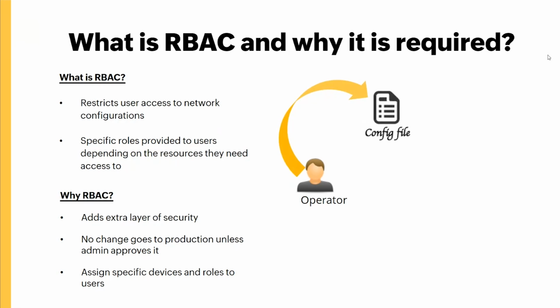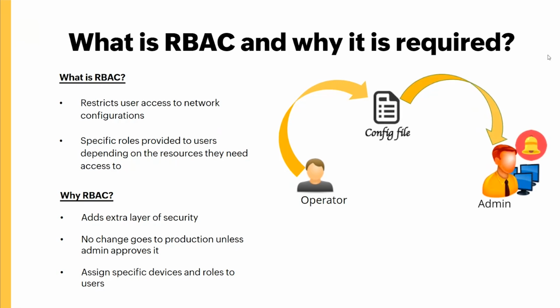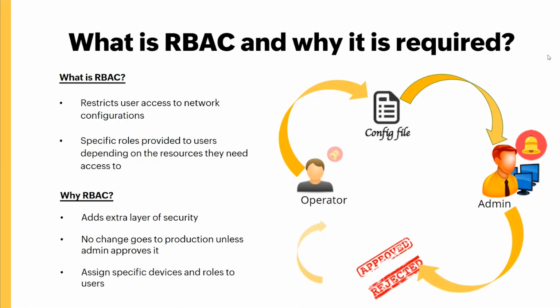And the configuration changes and all the relevant details are then immediately sent to the admin. And the admin can decide to approve or reject the changes from their end. And once the admin makes the decision, an approval or rejection notification is immediately sent to the operator. So this is the cycle of how role-based access control works in Network Configuration Manager.